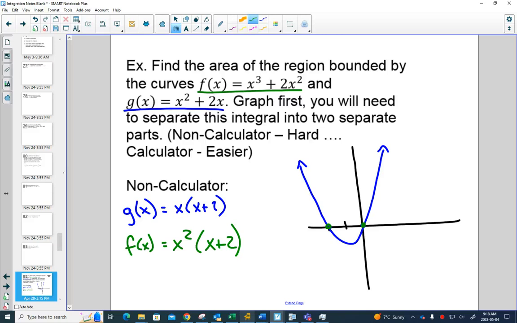Well, the green one is an x cubed graph. So I know that its end behavior looks like this. It's going to be starting down here and ending up here. I also know that at 0, it has a multiplicity of 2 and is going to bounce. So my graph here looks something like this. And I want to find the area between the two curves. It looks like in my sketch that there's a possibility of 2 parts.